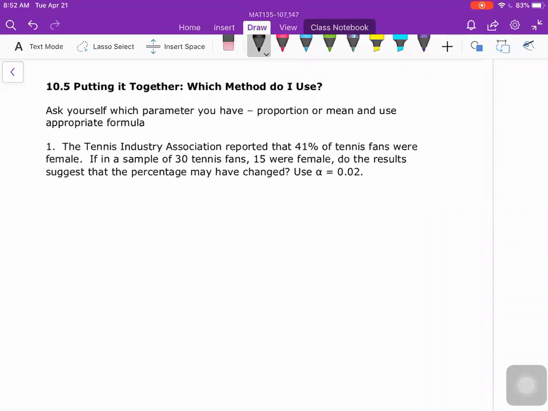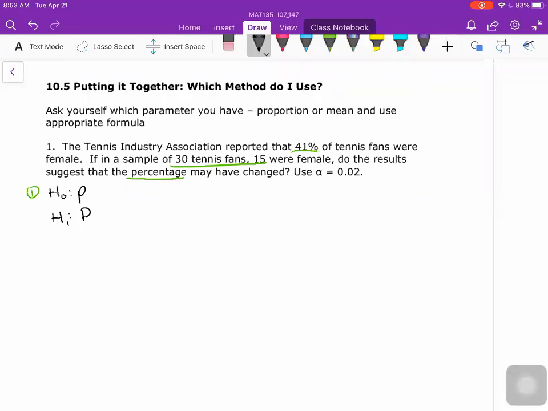The Tennis Industry Association reported that 41% of tennis fans were female. In a sample of 30 tennis fans, 15 were female. Do the results suggest that the percentage may have changed? Use alpha equals 0.02. So the fact that we're talking about percentages means this is a test for proportion, which means both of our hypotheses are going to be statements about P.